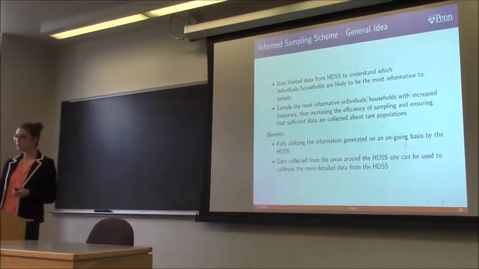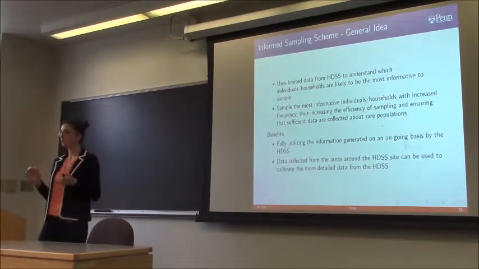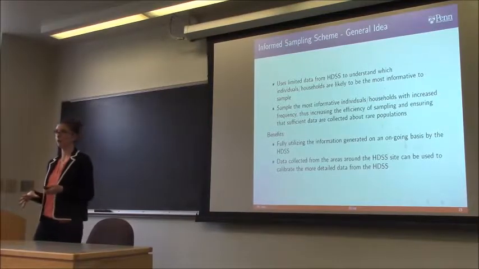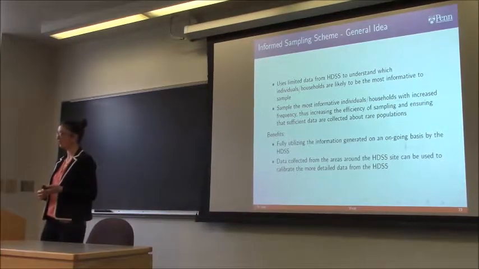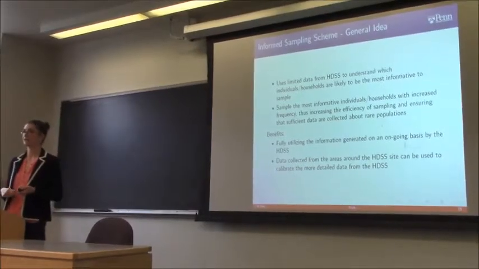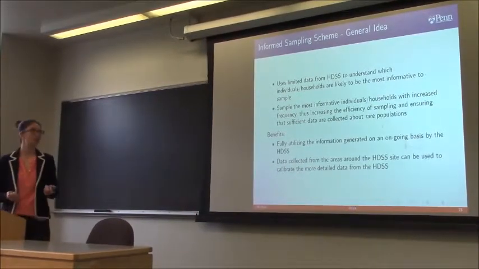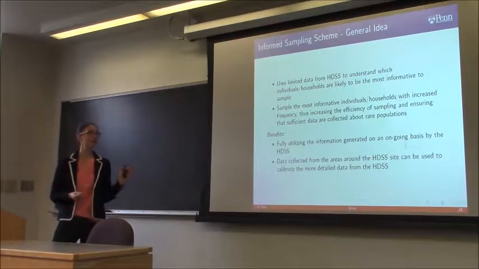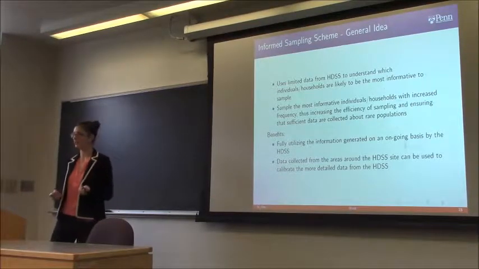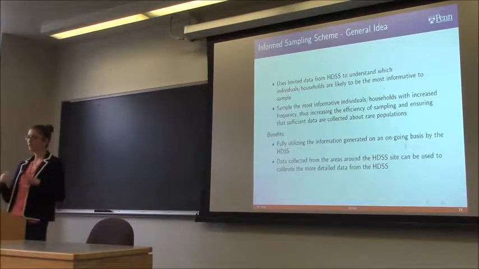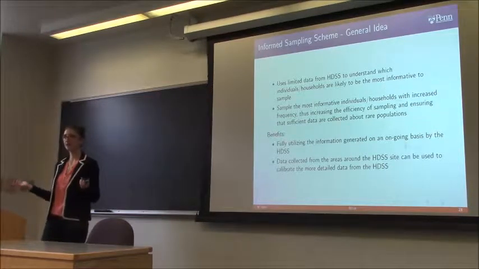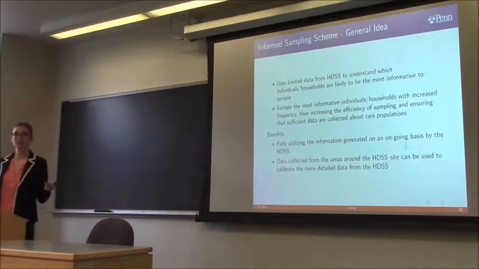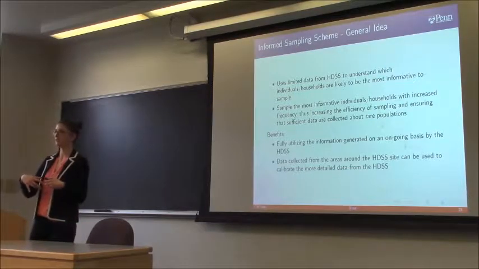Which individuals or which households are most likely to be the most informative people, and those are the people we want to sample. Once we do that, we can sample those people with increased frequency, so that increases the efficiency of our sampling and ensures that sufficient data are collected, especially about rare populations. So again, the benefit is that we're fully utilizing that great data that's generated by the HDSS, and then we can subsequently use that data to inform the sampling in the surrounding areas, and then data that's collected on those surrounding areas can then be fed back into the HDSS data collection procedure.